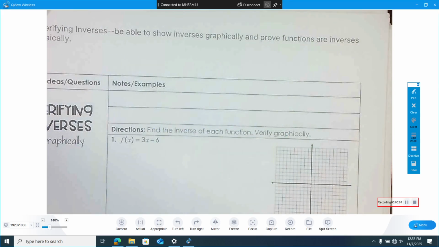So you might not even be able to see from here. No? Okay. You can see?